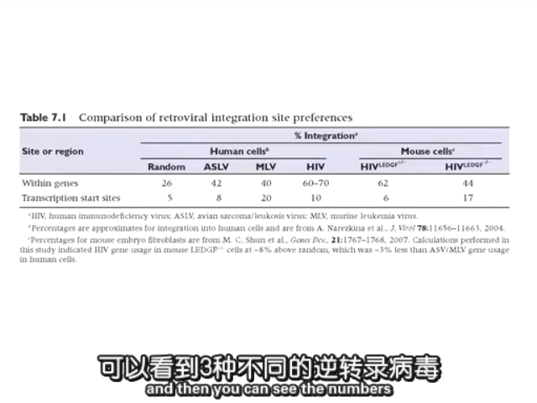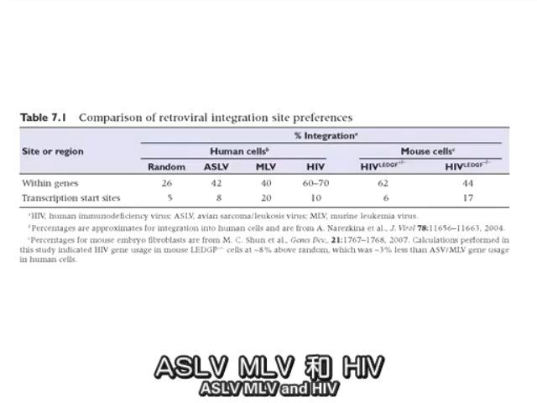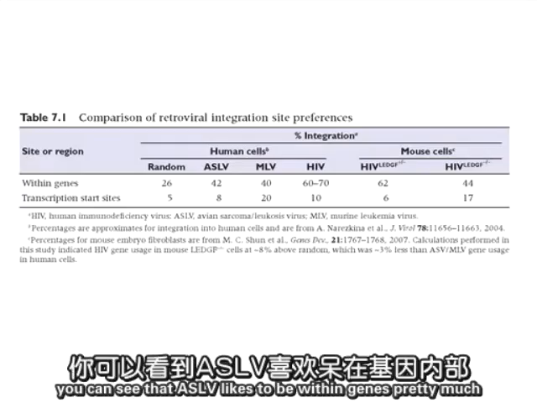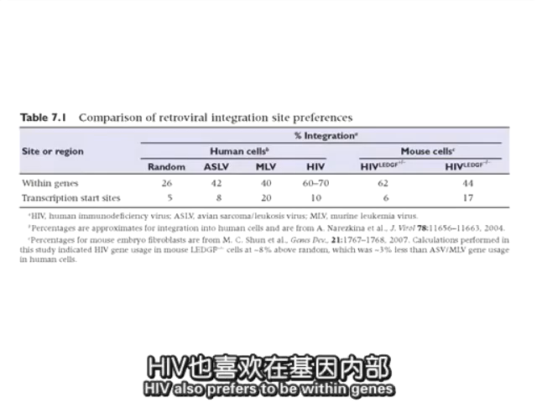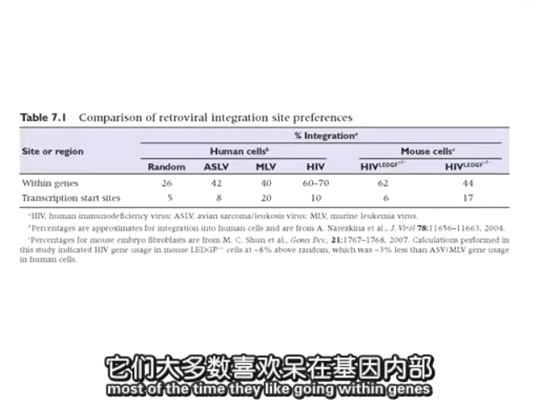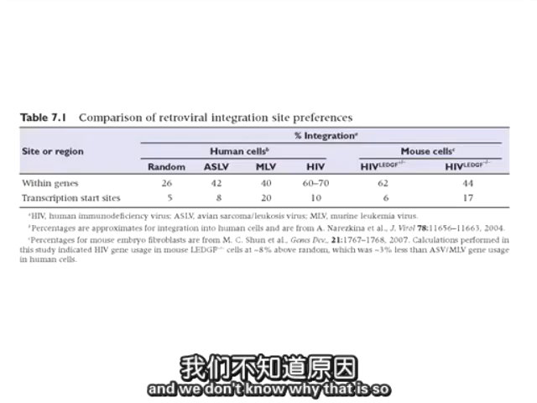And then you can see the numbers in human cells for 3 different retroviruses, ASLV, MLV, and HIV. This is percent integration. You can see that ASLV likes to be within genes pretty much, but MLV, it's almost 50-50. HIV also prefers to be within genes. So it depends on the retrovirus. Most of the time, they like going within genes, but others also go to transcription start sites. We don't know why that is so.